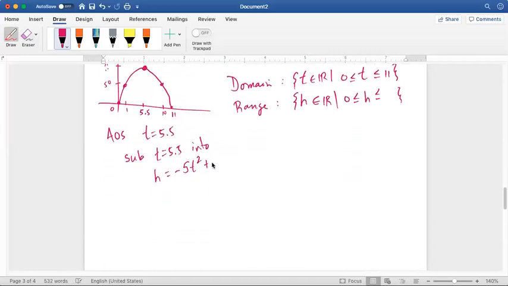So plus 55t. So let's fill that in. So that's going to be negative 5 times 5.5 squared plus 55 times 5.5. And I'll give you a chance to work that out. I'll work it out as well. Hopefully I won't make any errors because I don't like having to do a video twice. 55 times 5.5. Yeah, that's not right. 5 times.